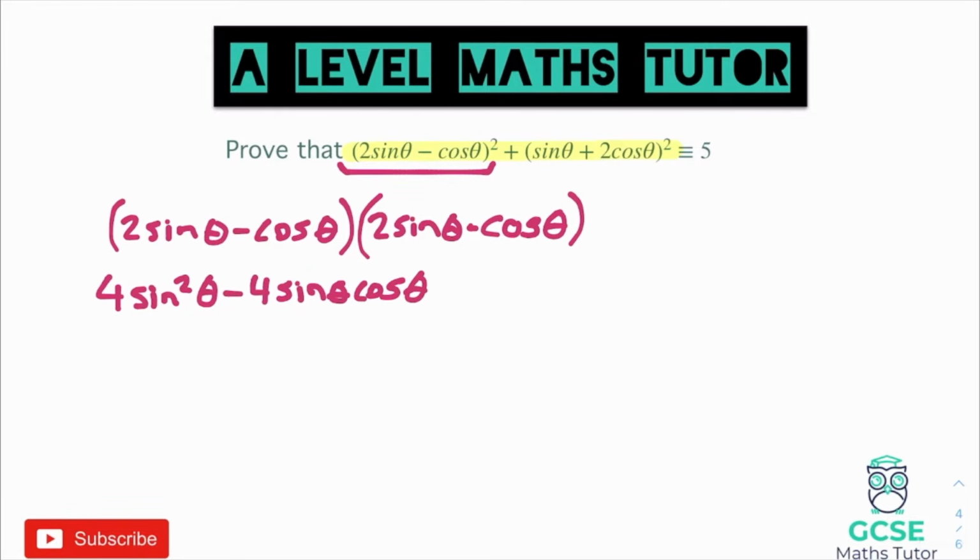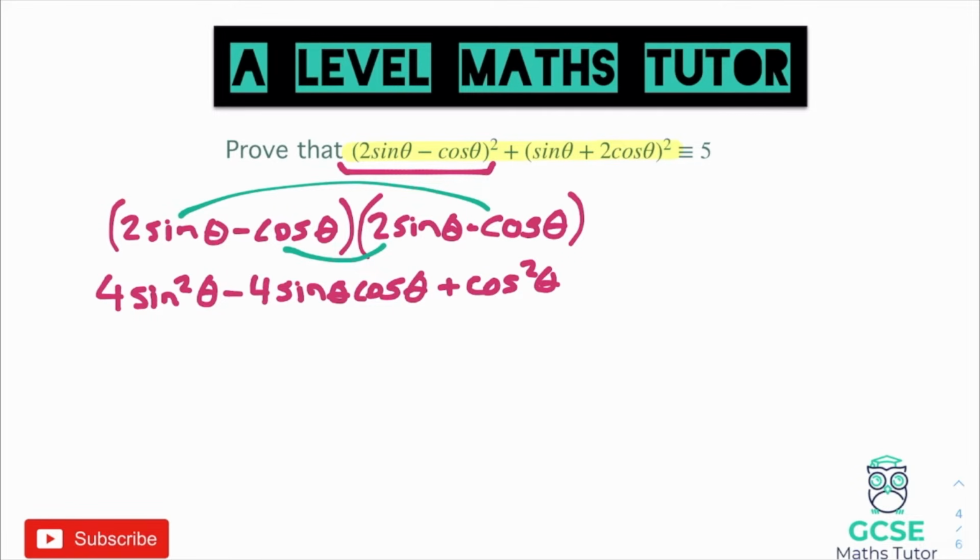Again, that piece that I've done just there, I have skipped a step in my expansion. I did 2 sine theta times the minus cos theta, and the minus cos theta times the 2 sine theta, so just doubled that up in one step. We now have to do the negative cos theta times the negative cos theta, which gives us plus cos squared theta. Now we can move on to our second bracket.